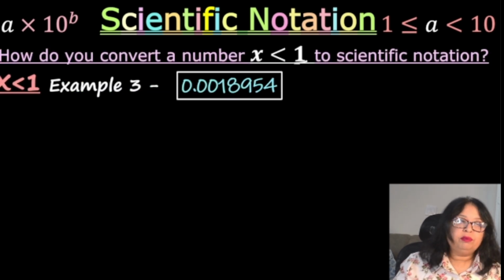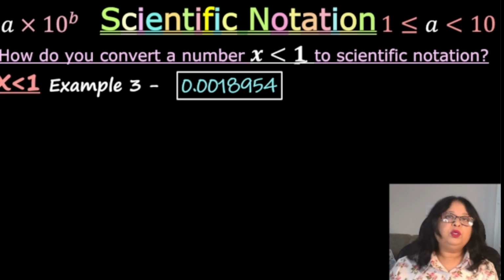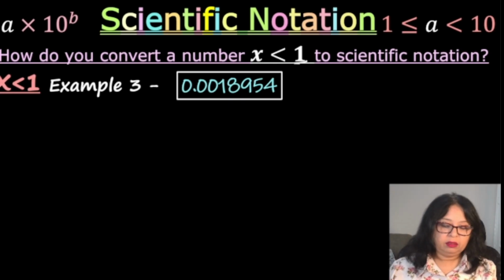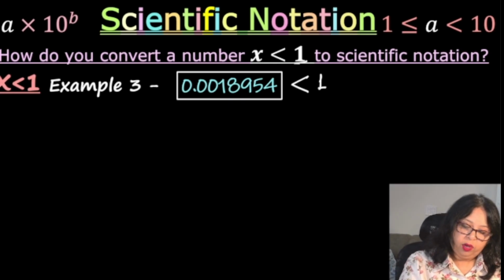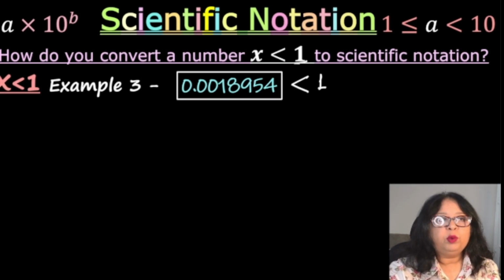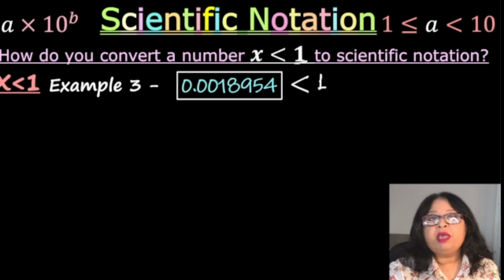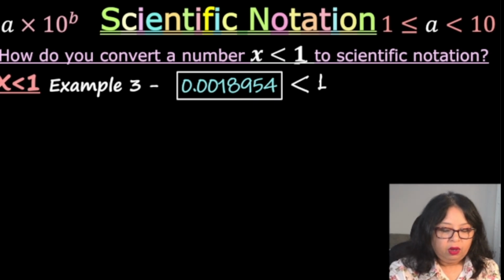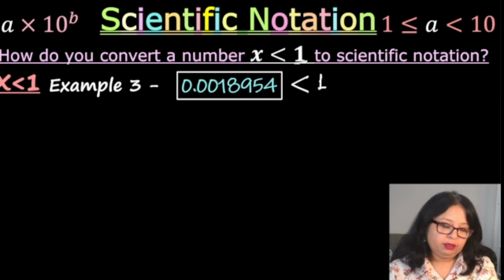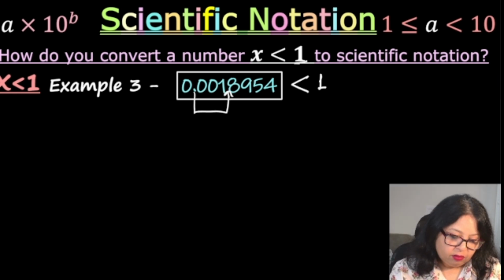Example number 3, 0.0018954. So I'll show you once again how to convert this into scientific notation. This number is again less than 1. And this is going to be the last example of a number that is smaller than 1 that we're converting into scientific notation. In the next example, we're going to look at a number that's greater than 10. So which way do you move the decimal over to? Of course, to the right. By how many places? 3 places.